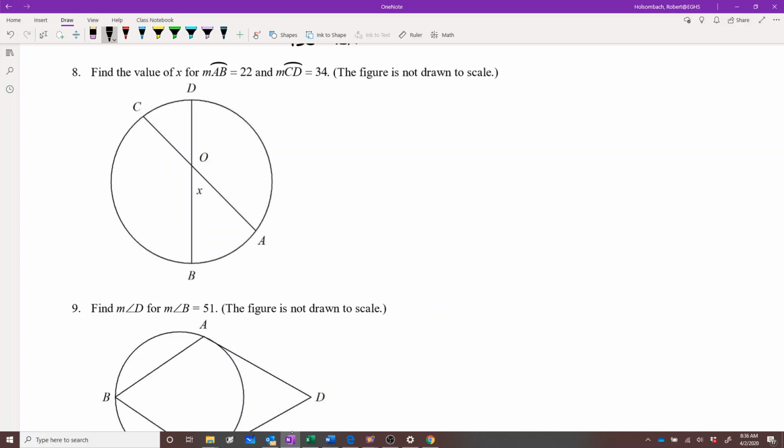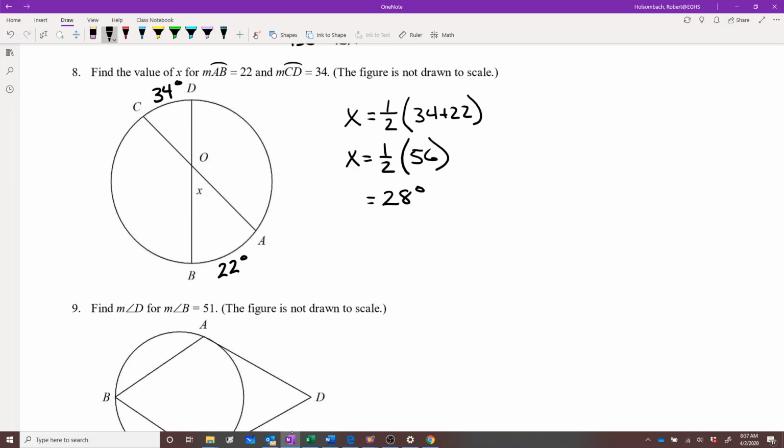Find the value of x for the measure of arc AB equals 22. Alright, so 22 degrees. And the measure of arc CD is 34 degrees. Alright, this comes from, I think it was Monday's notes. That x, that angle, would be equal to 1/2 of the sum of the intercepted arcs. So now we got 34 plus 22. So x is going to be equal to 1/2 of 56. And half of 56 is 28. And we're in degrees.